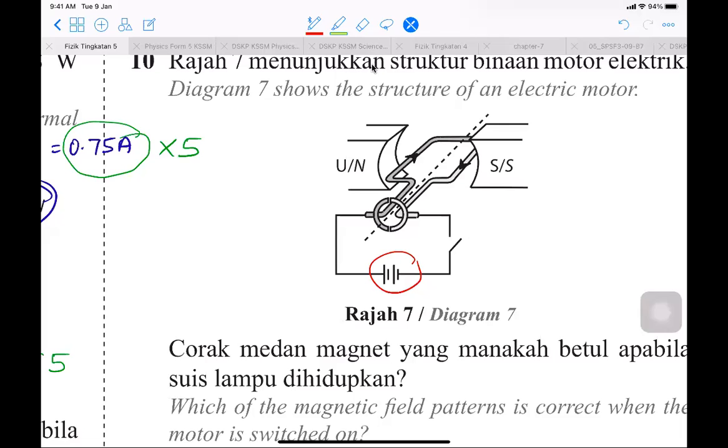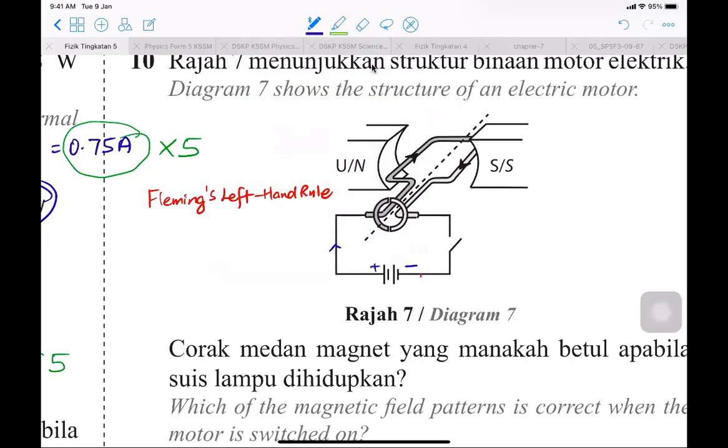If you see a battery that shows the positive terminal and negative terminal, so you should be using what rule? Left hand rule. Okay, Fleming's left hand rule. So we use Fleming's left hand rule to determine the direction of the force and also the catapult field. Okay, so on both sides, after you have determined the positive and negative terminal, this one is positive, this one is negative.